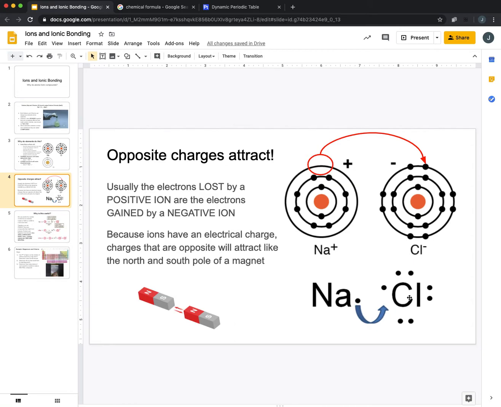And that's what bonds them together, because when you have oppositely charged particles, it's just like the north and south pole of a magnet. When you get opposite charges, they're going to attract one another, sticking them together. So we have that, the positive coming into contact with the negative there. And that's what's bonding this sodium atom to this chlorine atom.